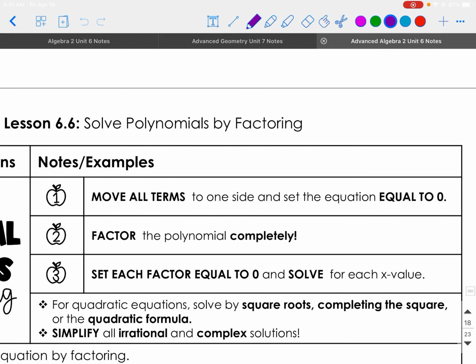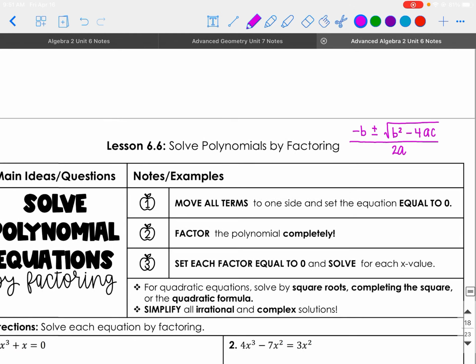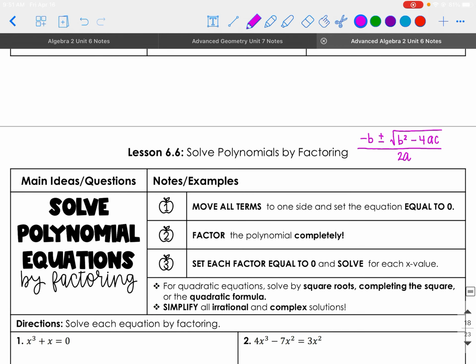So somewhere at the top, just real small, let's write in the quadratic formula just so you have it handy. It's negative b plus or minus the square root of b squared minus 4ac, all over 2a. And remember, the square root of -1, what is that? i. You'll have to remember that too.